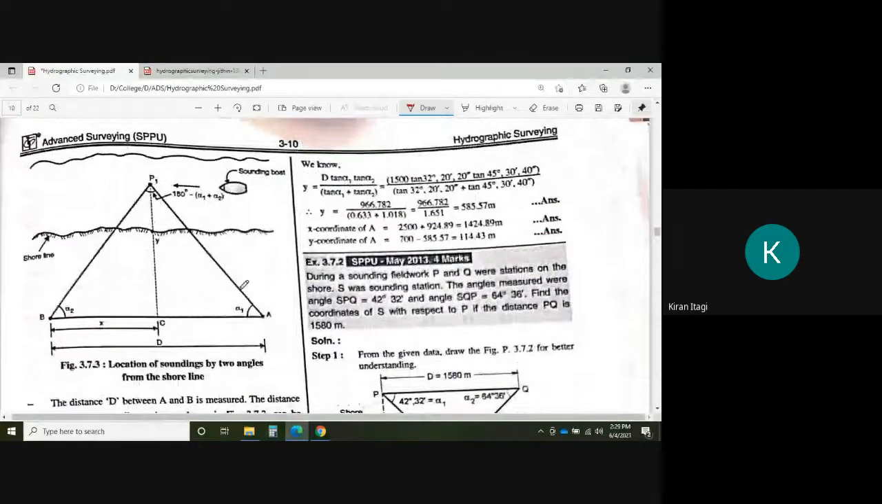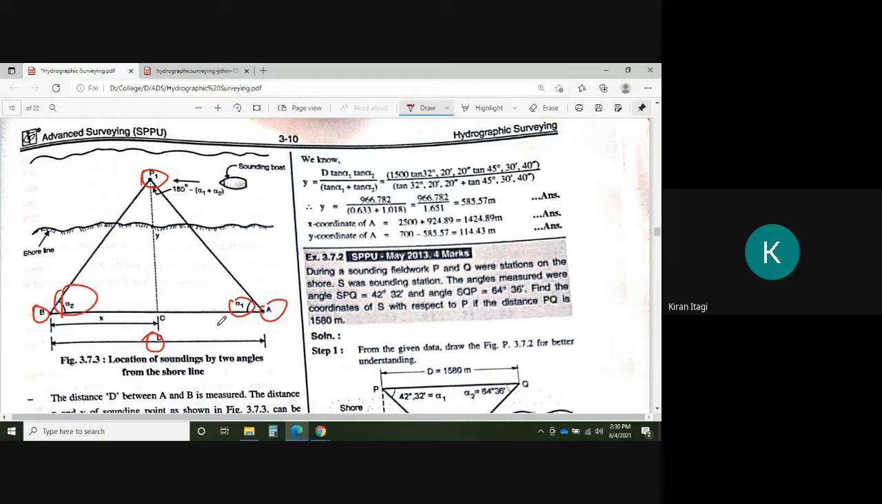See, it is here only. You are standing at station A and you are standing at station B. The boat will stand at this point. You will take one angle and you will take another angle, that is alpha 2. The distance between these two can be measured easily.